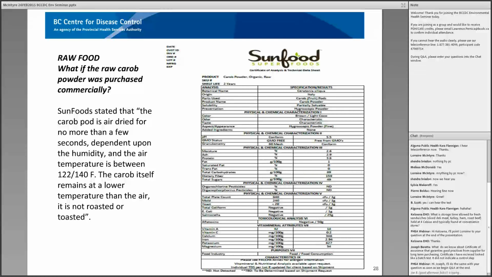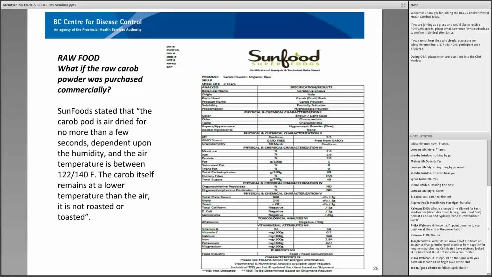Not finding anything doesn't mean that there isn't a problem in the food, but at least there's some degree of assurance. When we contacted Sun Foods, they did say that the carob pod is air dried for no more than a few seconds. And in fact, they source this product from Italy, so they're just the supplier. But this was the best evidence we could get. If you really like to eat raw food and you can only use raw organic carob powder, then we felt that perhaps this would be an acceptable route to go.